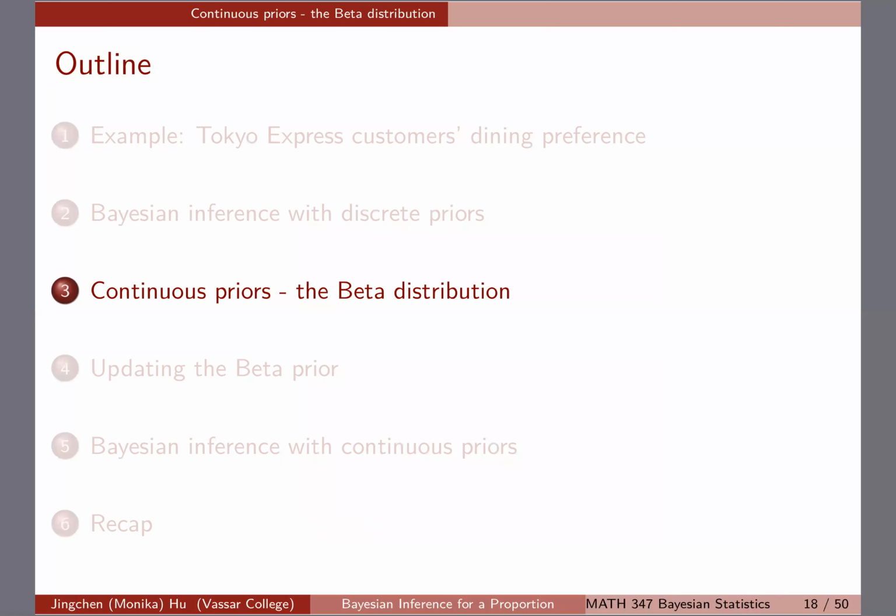All right, so that's for the discrete priors. Any questions?